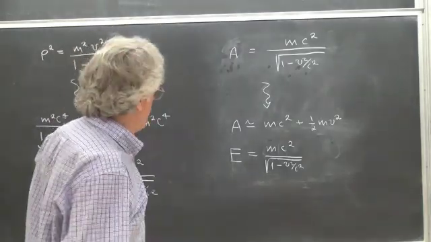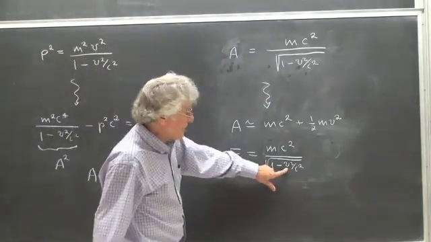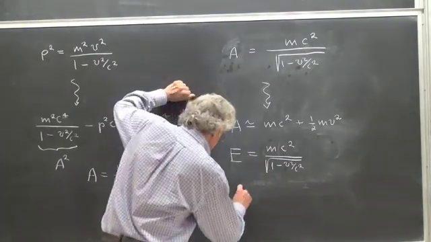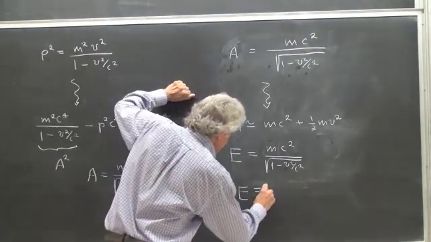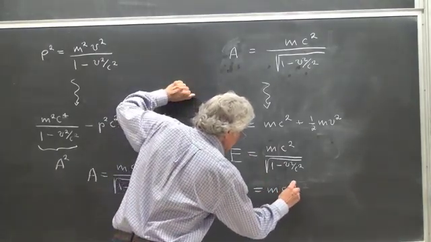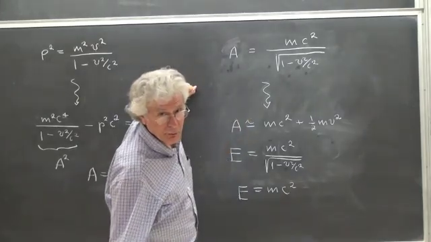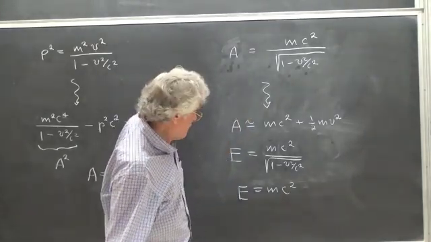It's interesting to note, though, if the object is at rest, p is equal to 0, you get A equals mc squared. One of the better known expressions in the 20th century.